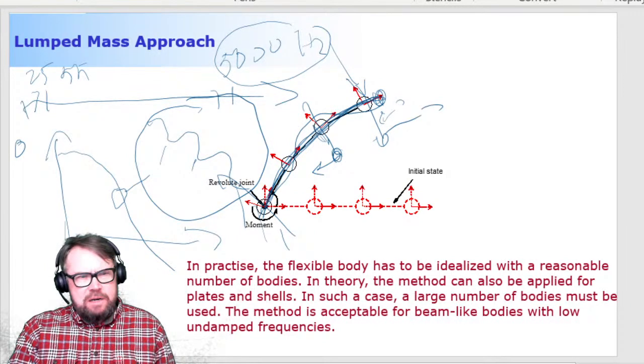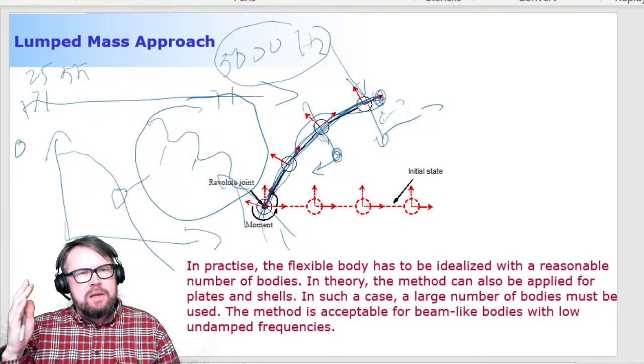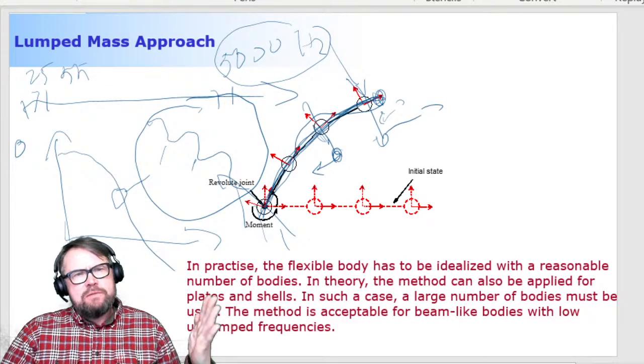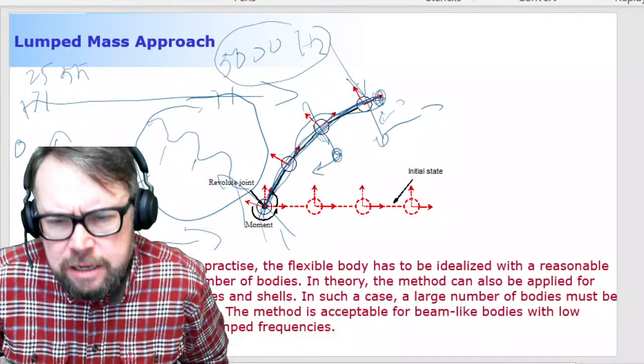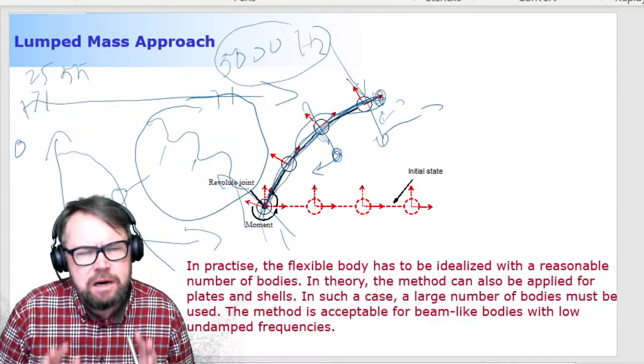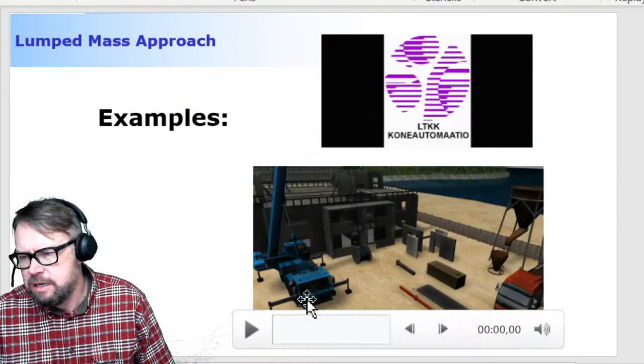So that's why good modeling practice is to try to avoid cases where there are large and small natural frequencies. Because even though there are integrators that are tailor-made for this kind of problem, it is hard to use them.